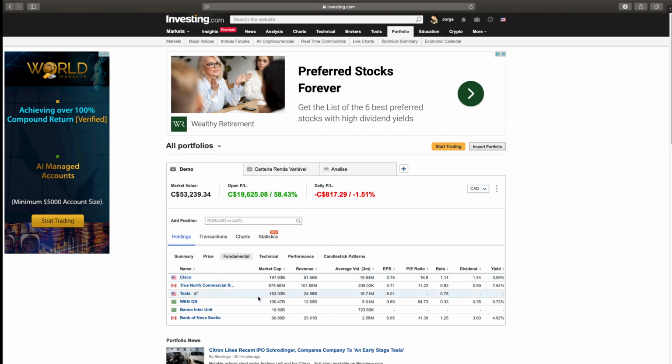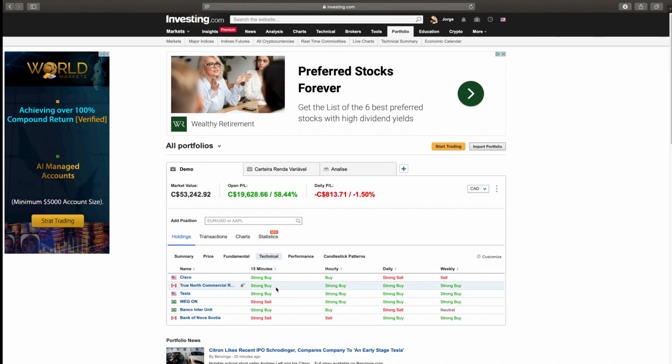Next, we're going to fundamentals. In fundamentals we're not able to include new columns, but we can sort the columns. Here I have a few pieces of information as well, such as market cap, the revenue, the average volume for the last 3 months, the EPS, earnings per share, the P/E ratio, the beta of this stock, the dividend, and the yield. So I have all this information here in the fundamentals as well.